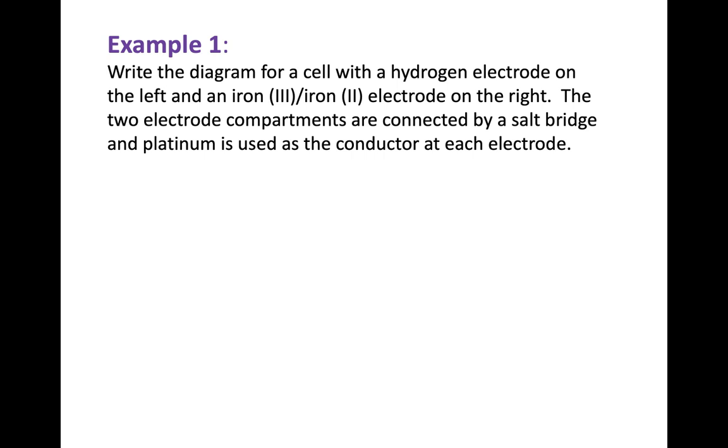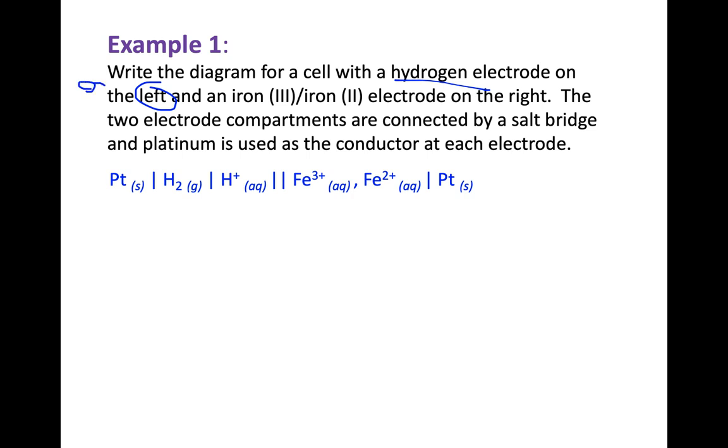So in this example, we say write the diagram for a cell with a hydrogen electrode on the left and an iron 3, iron 2 electrode on the right. The 2 electrode compartments are connected by a salt bridge, and platinum is used as the conductor at each electrode. So since we have the hydrogen electrode on the left, that's my oxidation step, and iron 3, iron 2 must be my reduction step, and that is on the right.